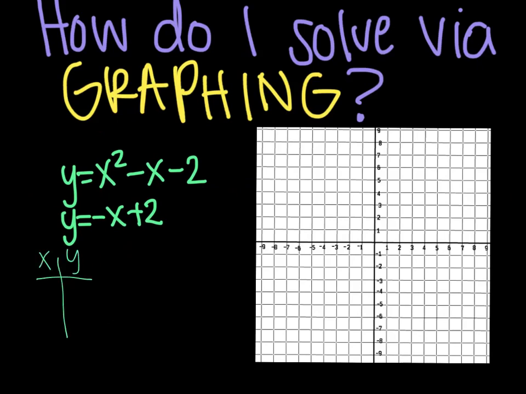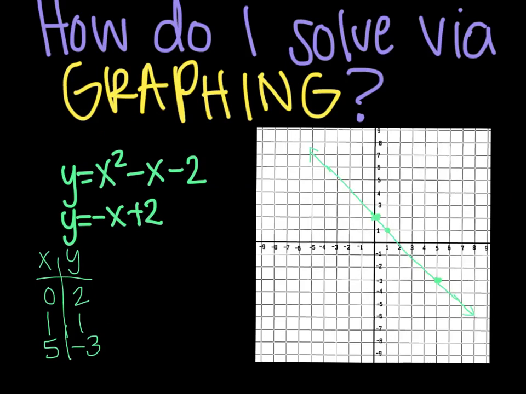So let's make an XY table, and you just pick whatever points you want. So if x is 0, that would be 2. If x was 1, that'd be -1 plus 2, which would be 1. If it was 5, it'd be -5 plus 2, which would be -3. And you just pick points to graph.